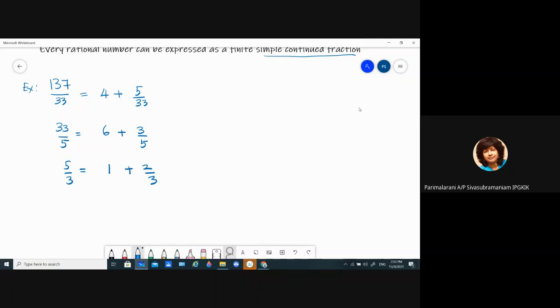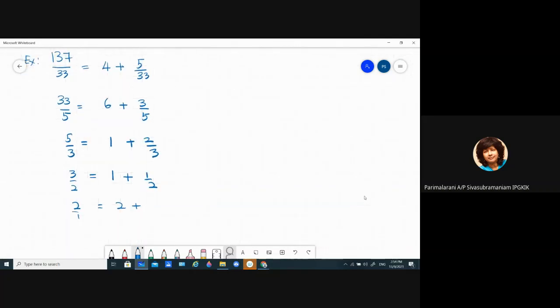Okay, the reciprocal of 2 over 3 is 3 over 2. 3 divided by 2 is 1 plus 1 over 2. The reciprocal of 1 over 2 is 2, or 2 over 1, and this equals 2 plus a remainder of 0 over 1, which is 0. So when you reach 0, we stop. We don't continue anymore.